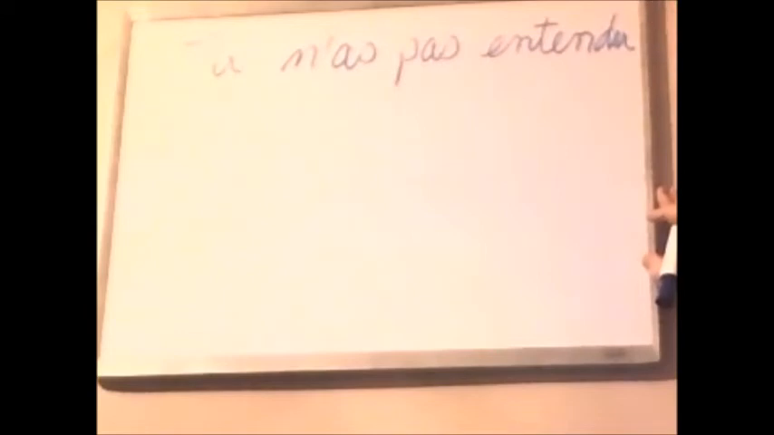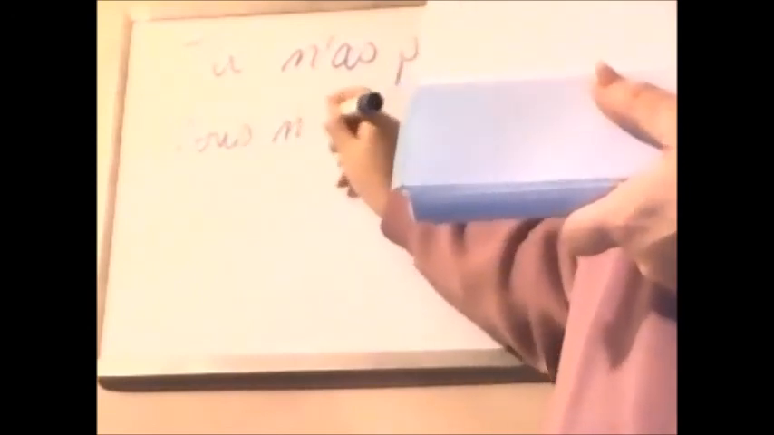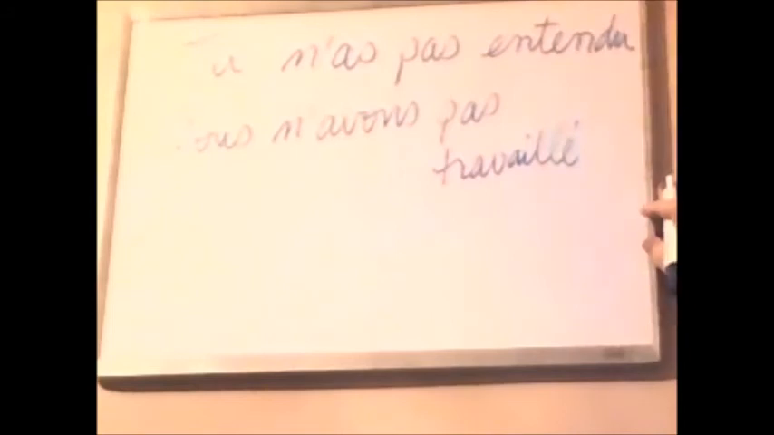Numéro 2. Nous ne gagnons pas d'argent. We don't earn any money. Why? Because you don't work. Or we, I'm sorry, nous ne gagnons pas, so it's we. We didn't work. Nous n'avons pas, and then travailler. Regular ER verb, so you have an accent aigu. Okay, ne pas goes around the conjugated verb.